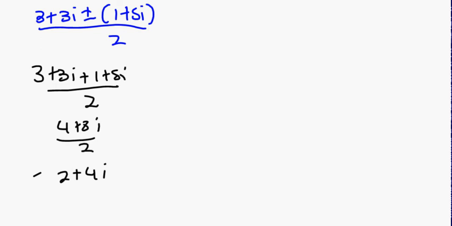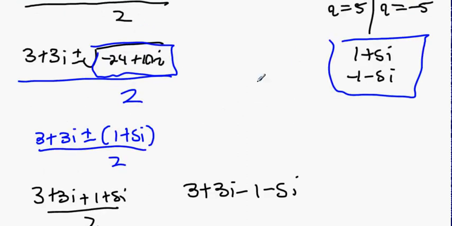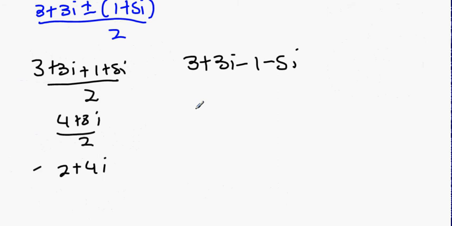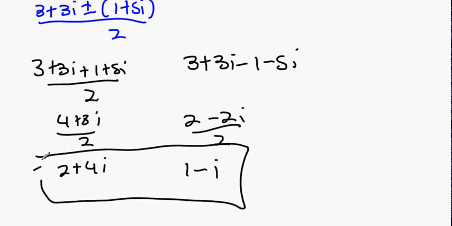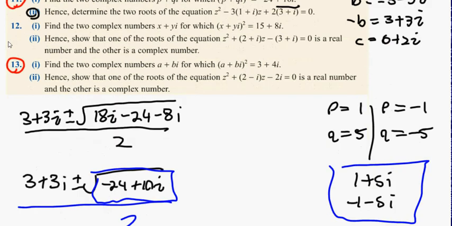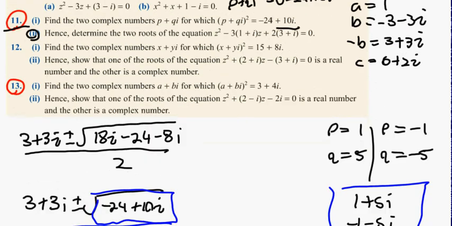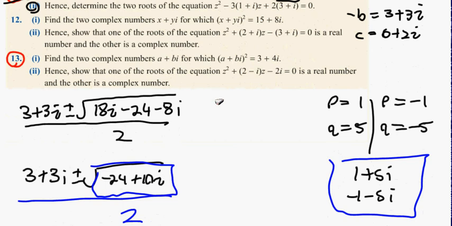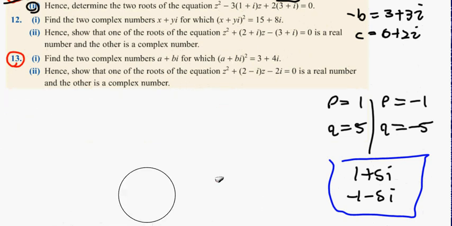That's one answer. Then the second answer is the negative version, where we have 3 + 3i minus 1 minus 5i. Same thing as using the second version here, and what we get is 2 minus 2i all over 2, which is 1 minus i. So there's our two answers for question 11. Now we're on to question 13, a very similar question.